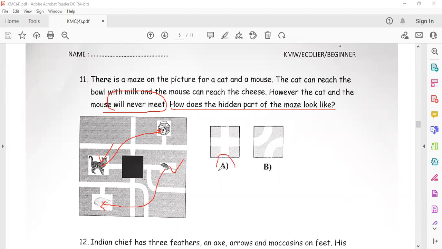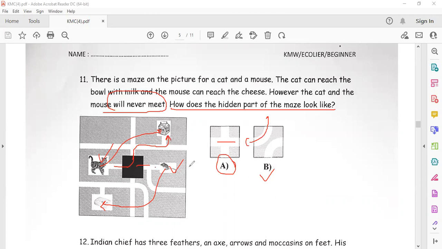Now, if you choose option A, definitely they will meet because you see, the cat will just come here and meet the mouse that's coming from here. So obviously it has to be option B because here the cat will move straight away and go up. He'll come out here and go to his milk.